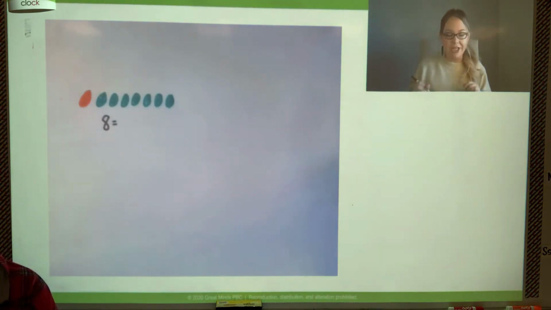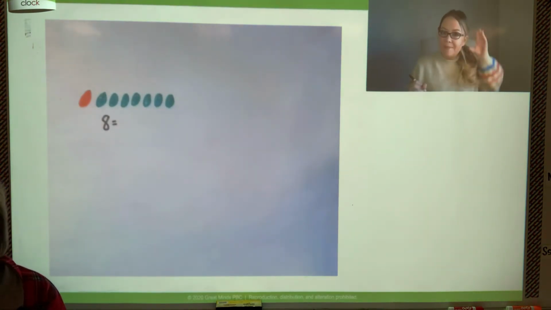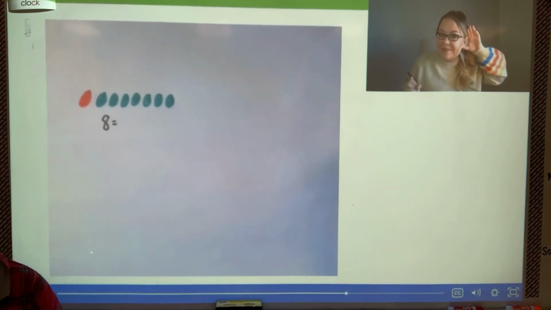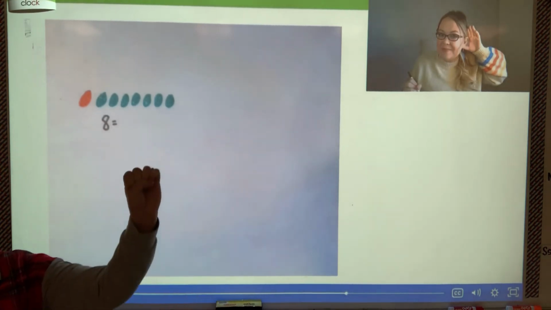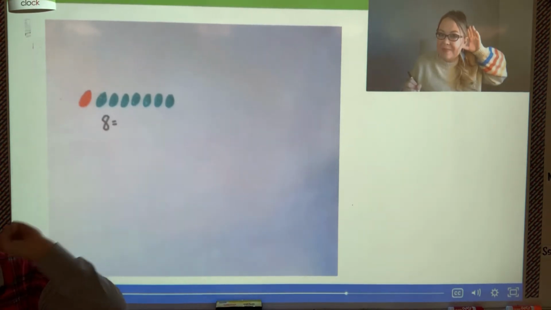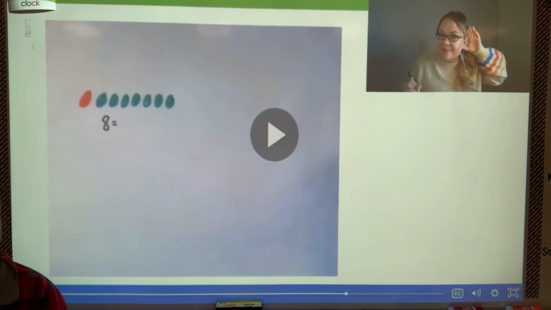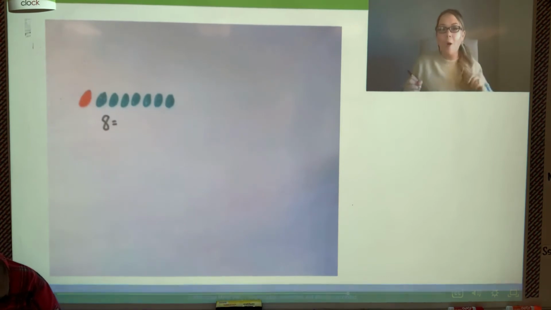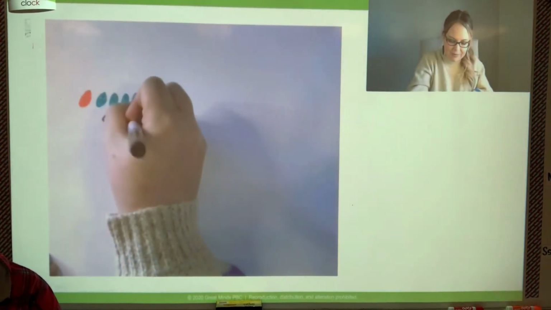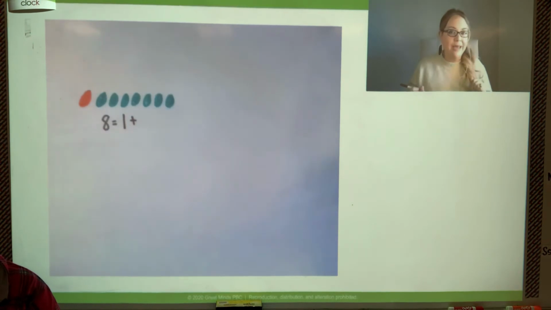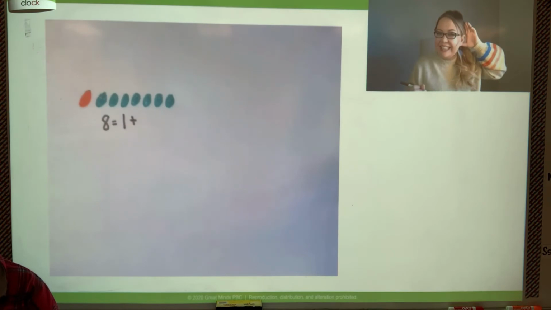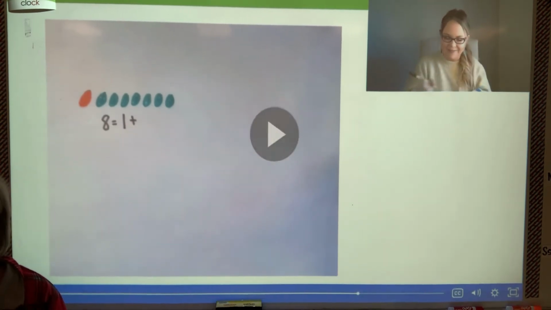Now using my picture, how many jelly beans were red? Okay, use her picture. Show me with your fingers. How many jelly beans are red? Just with your fingers, show me. 1. Are we supposed to draw a number sentence? No, we're just watching Miss Hawkins, and then in a minute, you're going to draw the number sentence to match yours. 1. And again, using my picture, how many jelly beans were green? How many were green? 7. Oh, sorry. I didn't give you an opportunity.